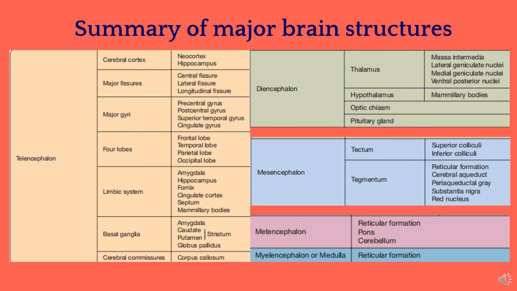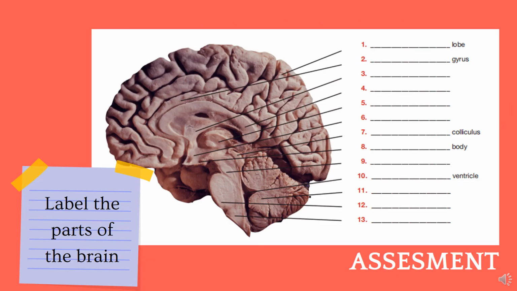This table is a summary of the major brain structures. To assess how much you've learned from this chapter, try to label the parts of the brain. The answers will be shown in the next slide.